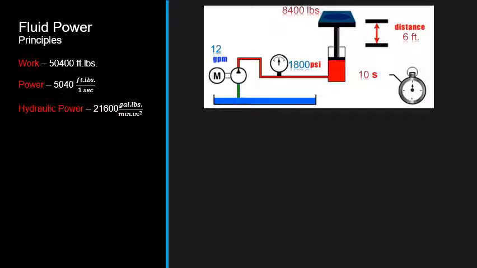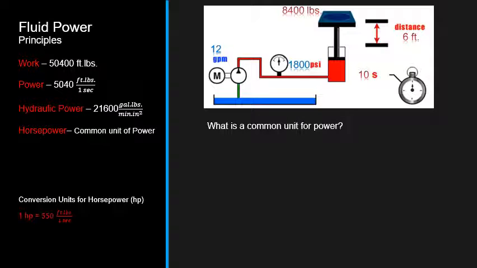So we've determined the output power in foot-pounds per second. We've determined the input power, or hydraulic power, in gallon-pounds per minute inch squared. We need to find a common unit of power so that we can compare these and figure out how efficient the system is. Horsepower is what we're going to use for the common unit of power. And in order to convert to horsepower, we have two conversion units.